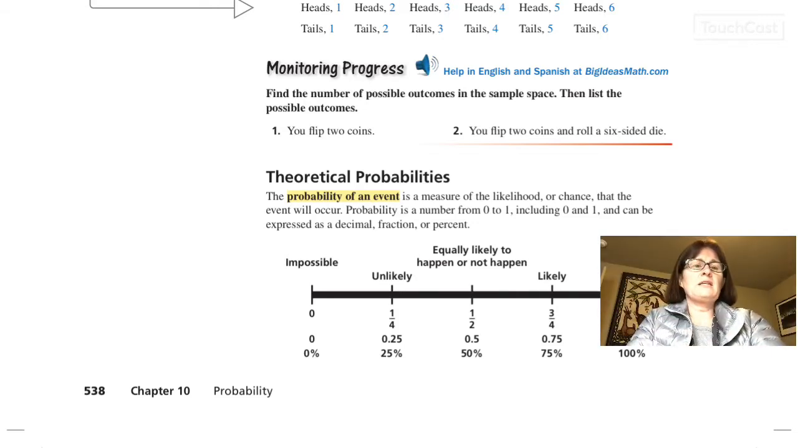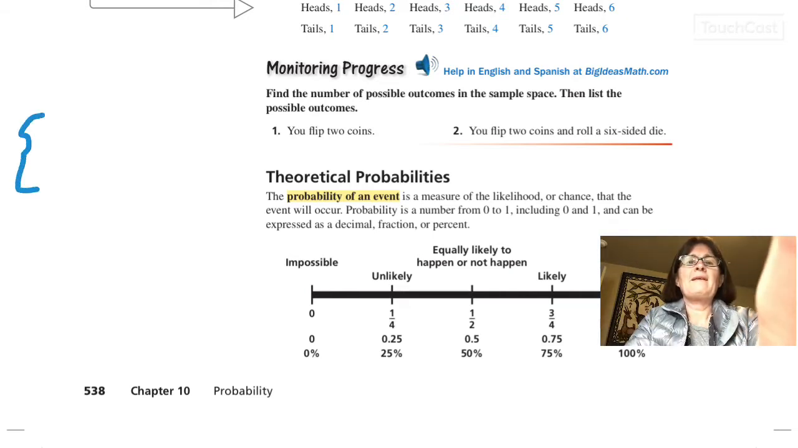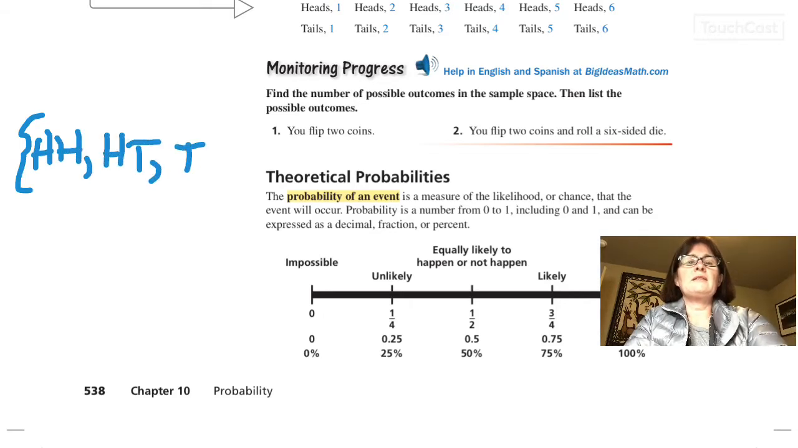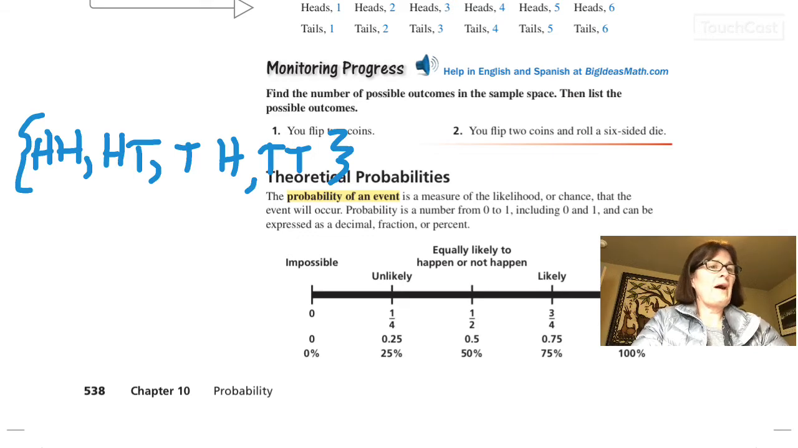If I was going to write out the sample space, I might write something like, I could get heads with heads, heads then tails, I could get tails then heads, I could get tails and then tails. So 4 possible outcomes with those different combinations.